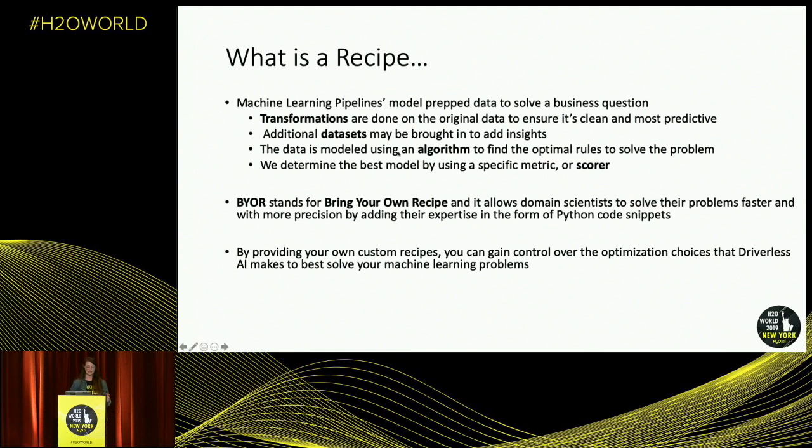Another type of recipe is the algorithm that we're actually modeling. So in Driverless, we have things like LightGBM or XGBoost, but maybe you have a custom loss function you want to use with those. Or maybe you just really like scikit-learn's extra trees and you want to use that instead. So now you can add in those models. And then again, we have the scores or KPIs so that you can optimize your problems for exactly what you want to. So in general, we call all of these BYOR, bring your own recipes, so you can add in your domain expertise into Driverless.